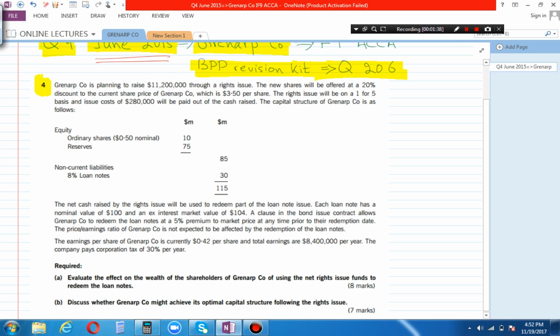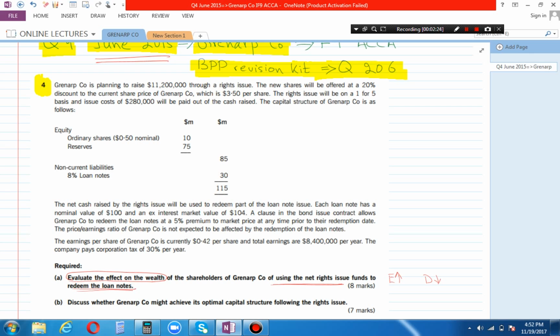Alright, so GRENARP, let's see the question requirement first. Evaluate the effect on the wealth of the shareholder of using net rights issue funds to redeem some of the loan notes. So basically you are issuing rights, you'll have money, and you'll redeem some of the loan notes. When you issue rights, the equity will increase, and when you redeem some of the loan notes, the debt will decrease. So the question is basically what will happen to the wealth of the shareholder? Well, the wealth of the shareholder will change if the share price changes. So we will see what the share price was before and what it will be after the redemption.